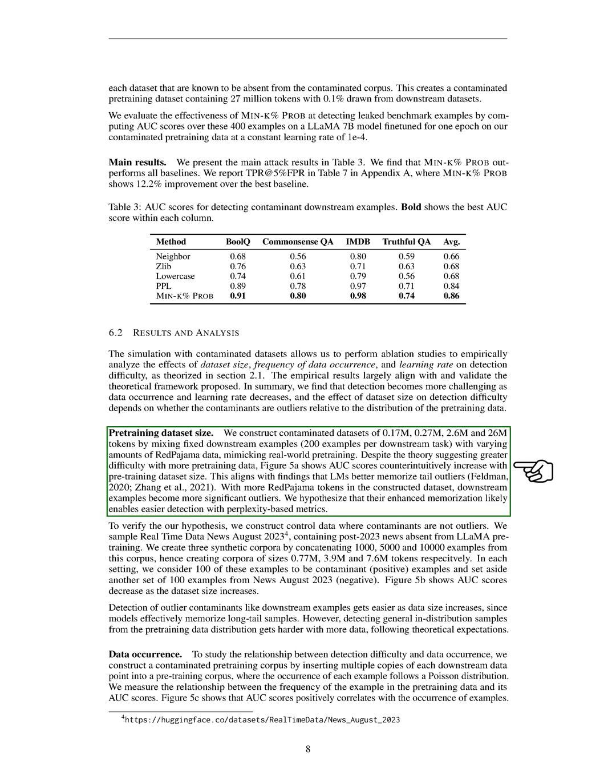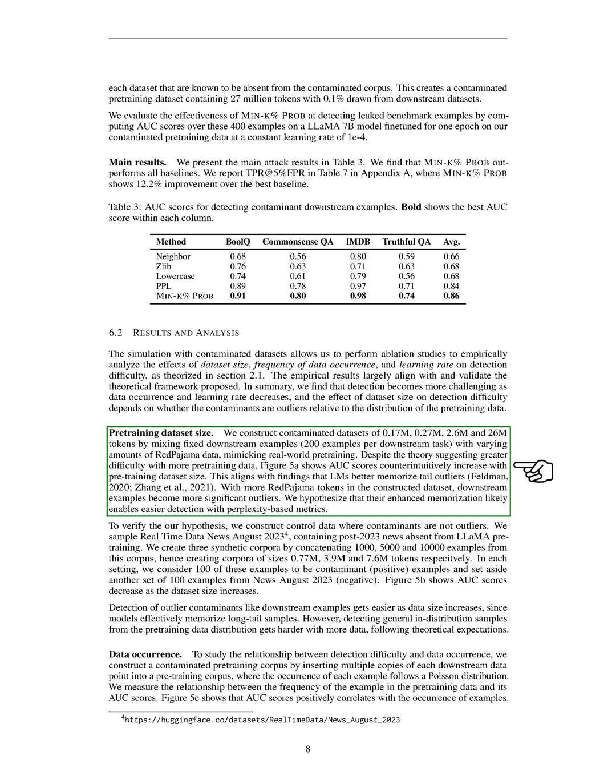We created contaminated datasets of various sizes by mixing fixed downstream examples with different amounts of RedPajama data. Despite our theory suggesting that larger datasets would make detection more difficult, we found that the area under the curve, AUC, scores actually increased with the size of the pre-training dataset. This suggests that language models are better at memorizing outliers. We hypothesize that this enhanced memorization makes it easier to detect contaminants using perplexity-based metrics.